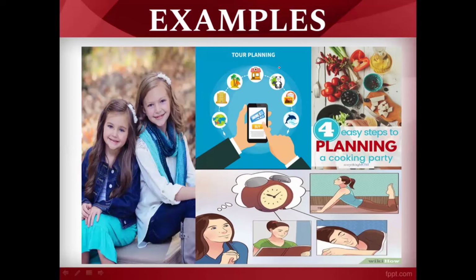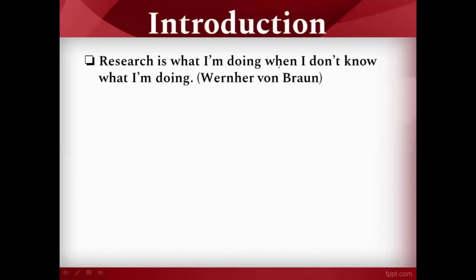Okay, this is the meaning of the example. So now in a theoretical way you can clearly understand the meaning of the definition. This is the first definition, which is given by Wernher von Braun: research is what I am doing when I don't know what I am doing.